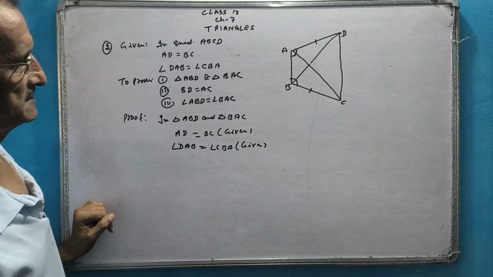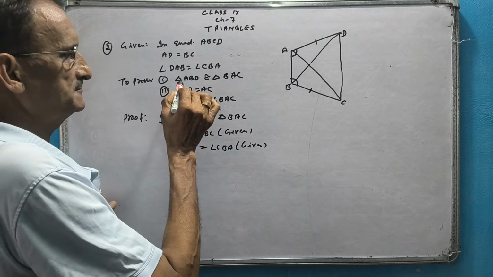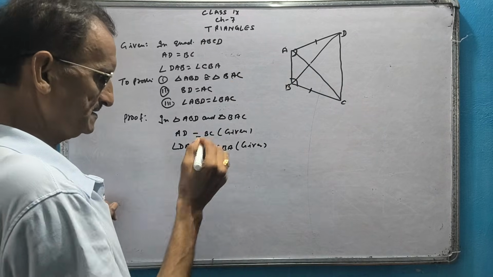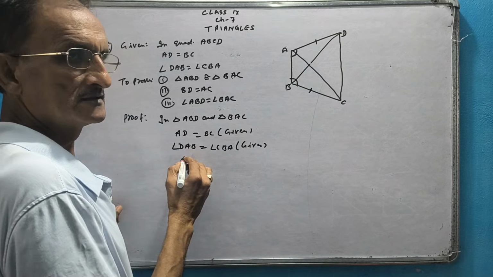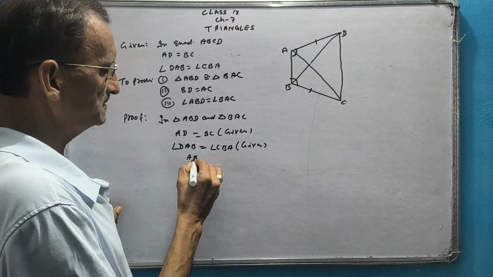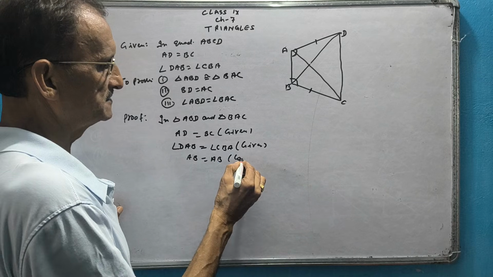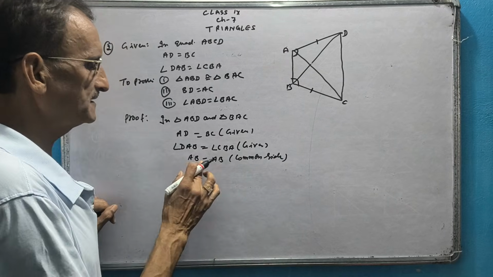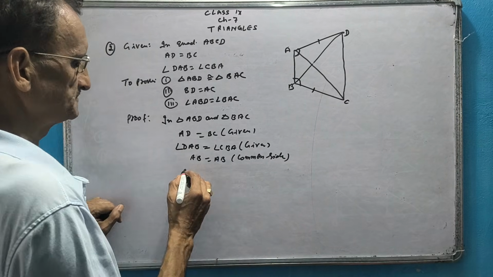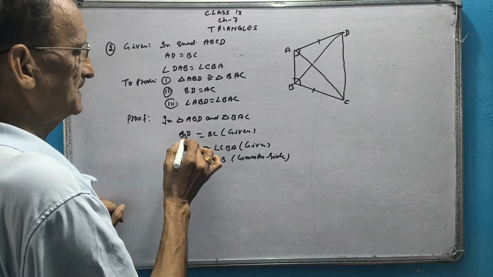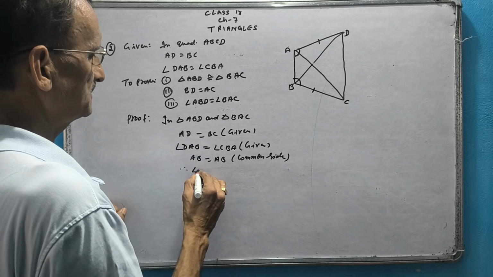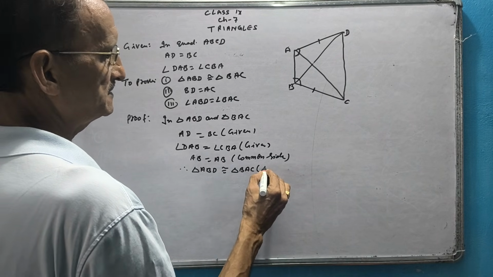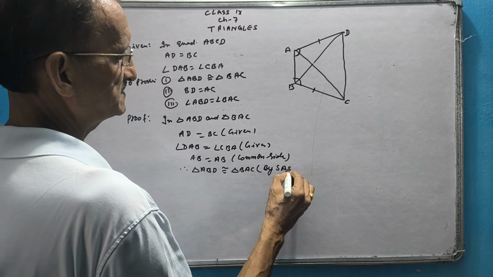Okay. Now see, in the name also the hint is there. When you say triangle ABD, AB is there. When you say triangle BAC, AB is there. So common side. You can write AB equal to AB, common side, meaning it is the same only. So we already have three things: side, angle, side. So now we have triangle ABD congruent to triangle BAC by SAS.